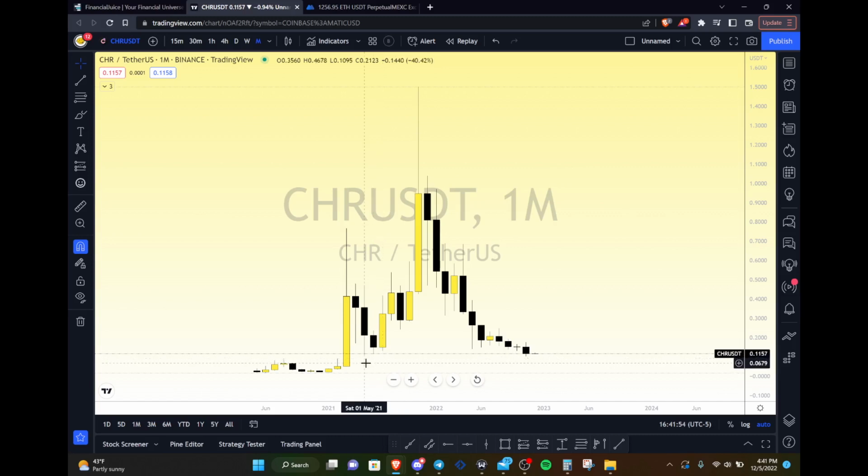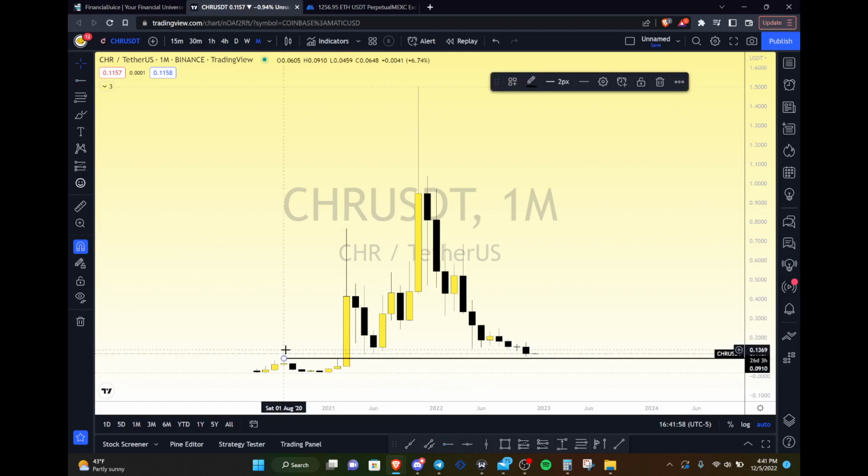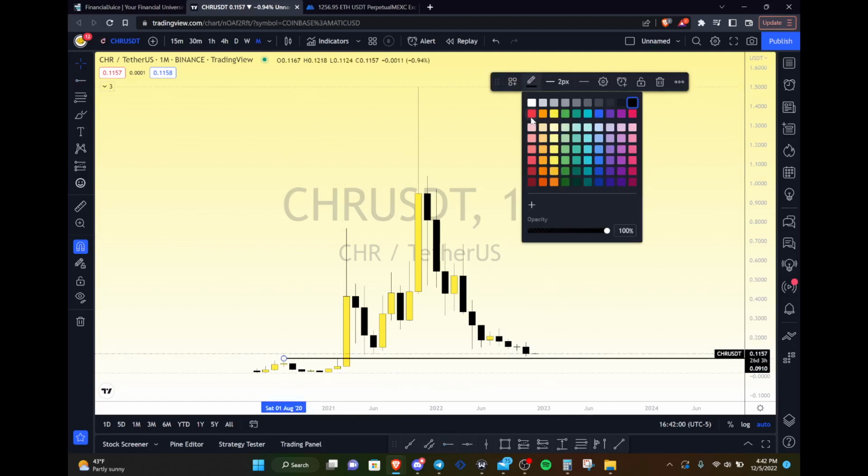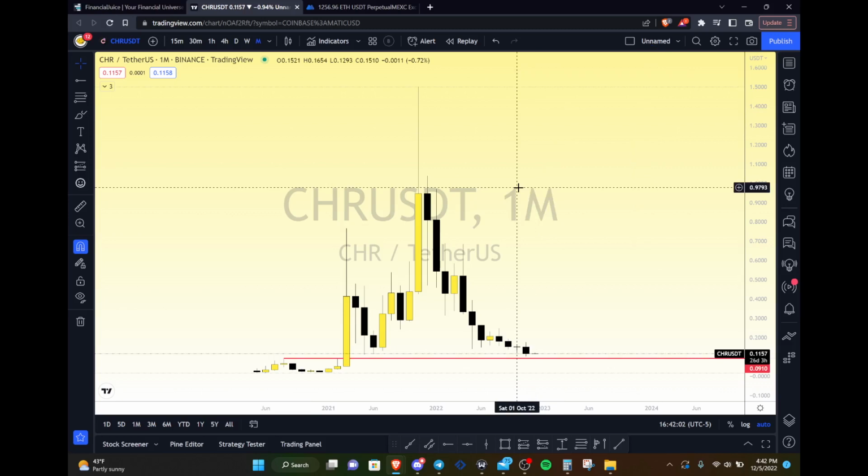But overall, what I'm seeing here is we're coming into this major level right here. So let's mark this on the monthly. Let's make this a red line so we know it's off the monthly. I do red lines for the monthly, blue lines for the daily, and black lines for the weekly. So now we know this is a monthly level to watch out for.